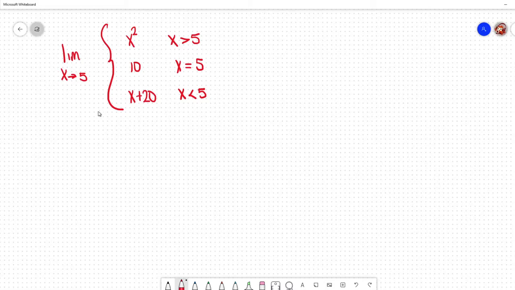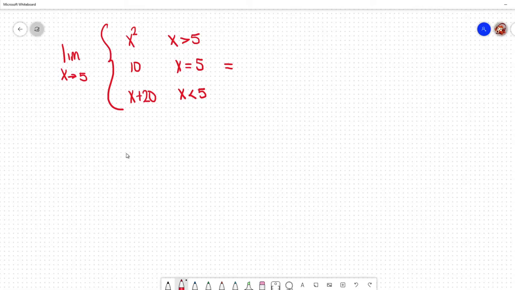So I have here set up a piecewise function. I see that when x is less than 5, we are on this function, x plus 20. When x is greater than 5, we are on this function, x squared. But when x is equal to 5, we are equal to 10. So now the question is, as we approach 5, what value is this function approaching?